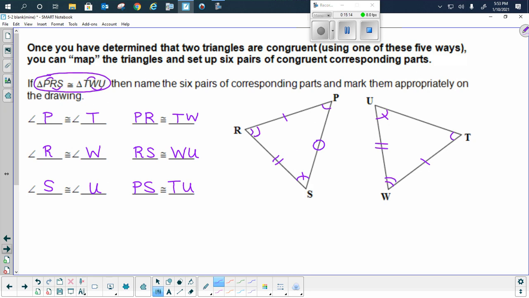PS equals TU. And then once we start putting in variables and labeling the different angles and the different sides, you'll know your equations to set up, and you'll know exactly what to solve.